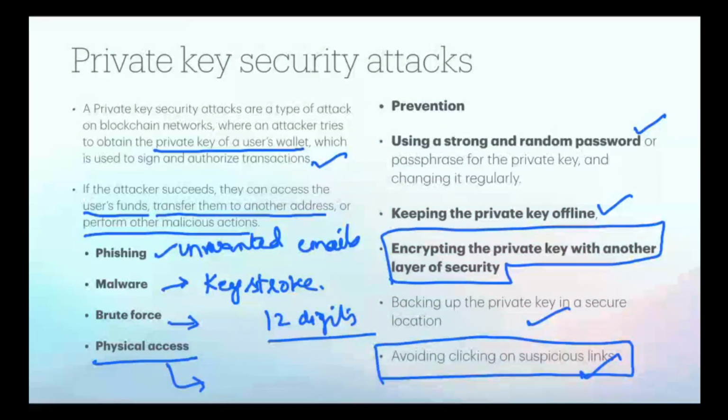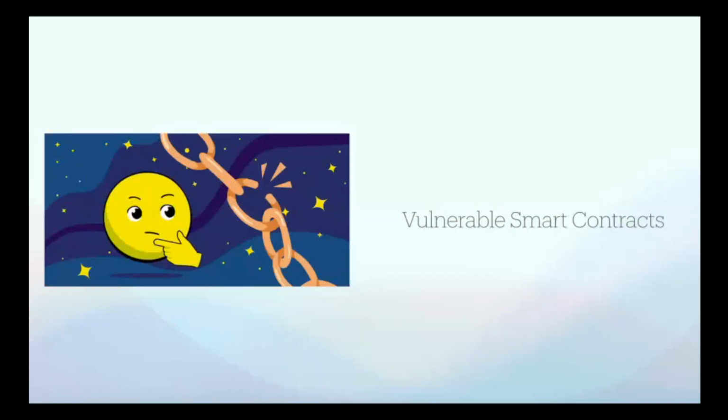So far we have seen different attacks: 51% attacks, Sybil attacks, double spending attacks, and routing attacks. Now we have private key security attacks. Then finally we have one called vulnerable smart contracts.